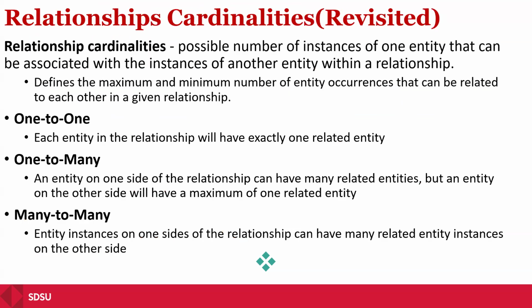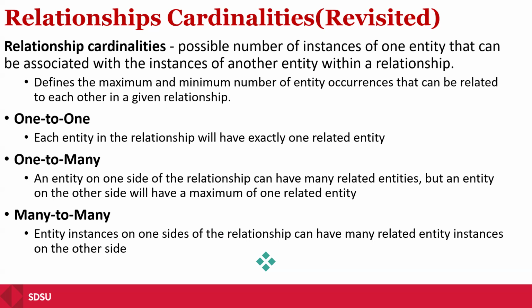So we talked about different types of relationships. Now we're going to talk about relationship cardinalities. We did touch on this topic a little bit at the end of the last lecture, but now we're going to expand on that. So what are relationship cardinalities? It's the possible number of instances of one entity that can be associated with the instances of another entity. It defines the minimum or maximum number of occurrences that are related to each other within certain relationships.